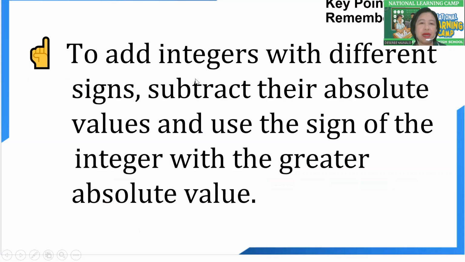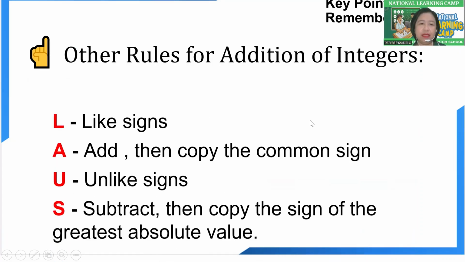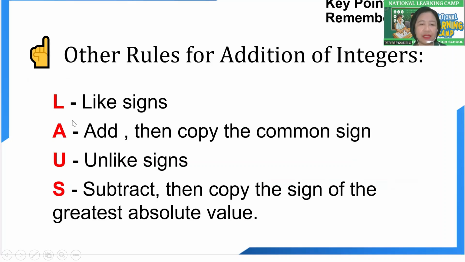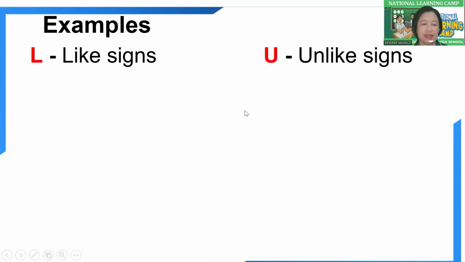For the rules, to add integers with different signs, subtract their absolute values and use the sign of the integer with the greater absolute value. For the other rules for addition of integers, we have the acronym LOVES. L stands for like signs. A stands for add, then copy this common sign. U, unlike signs. S, subtract, then copy the sign of the greatest absolute value. Let us have examples for like signs and unlike signs.